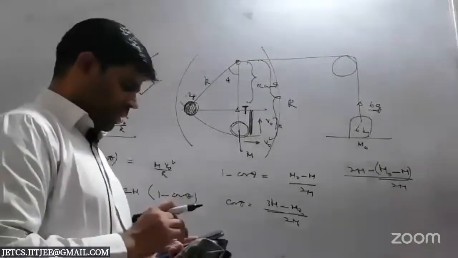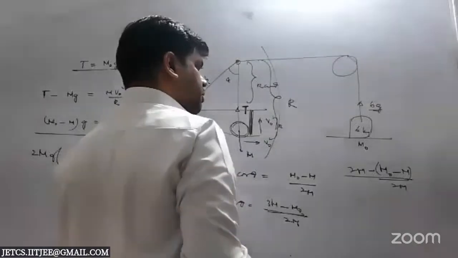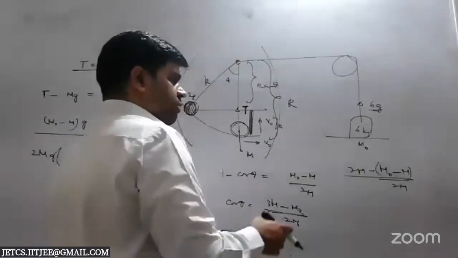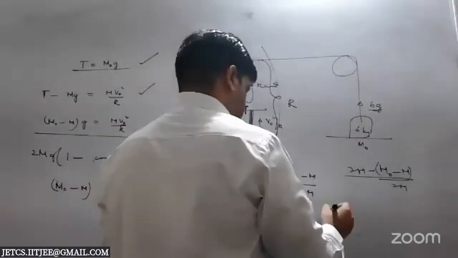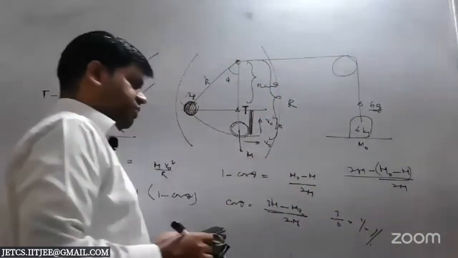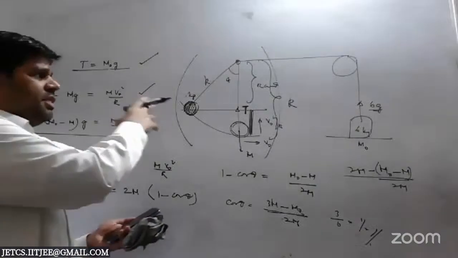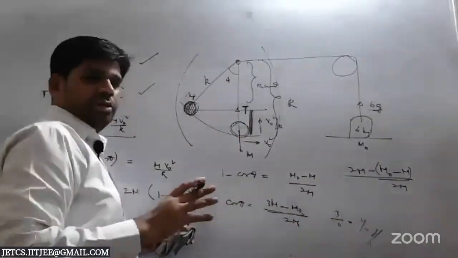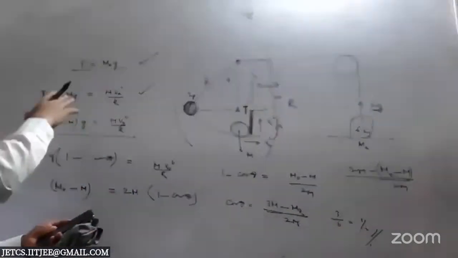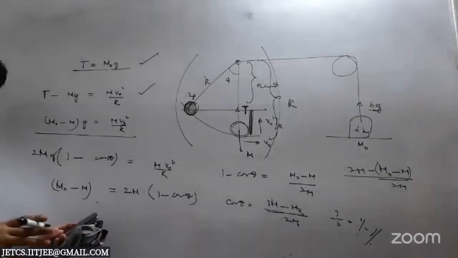If I plug in m as 3 and M0 as 6, did I get the answer? 3 by 6, which is 1 by 2. Yeah, I'm getting it. Cos theta is 1 by 2, theta is cos inverse of 1 by 2, 60 degrees. But in the exam, you have to do it the way it has been given, taking 3 kg, 6 kg and solving. Just for explanation, I've done it in symbolic form. But the exam gives you numericals, so go ahead with numericals itself.